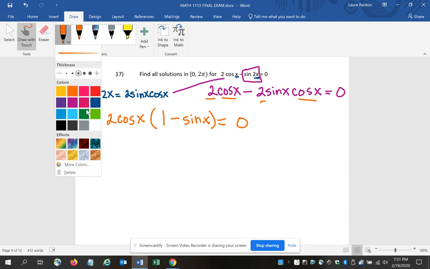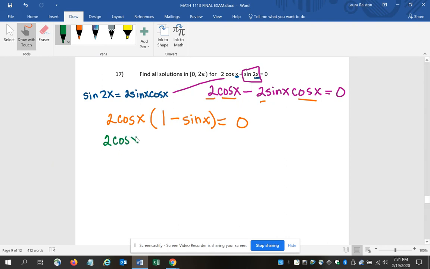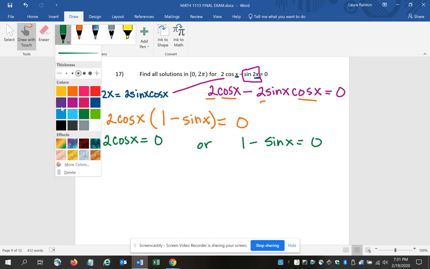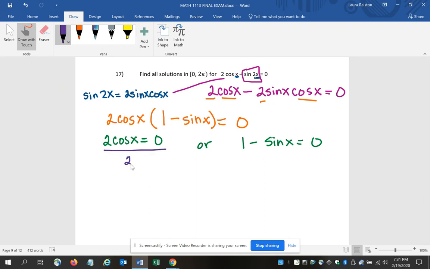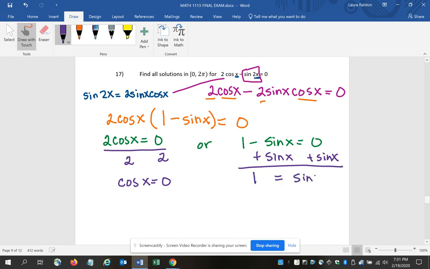Again, remembering the rules from algebra, we know that either 2 times the cosine of x equals 0, or 1 minus the sine of x is equal to 0. And then I'm going to solve each of those effectively for cosine or sine, ultimately x. So I'm going to divide both sides by 2. So I find cosine of x equals 0. On the other hand, I'm going to add sine x to either side. So I have 1 equals sine x.